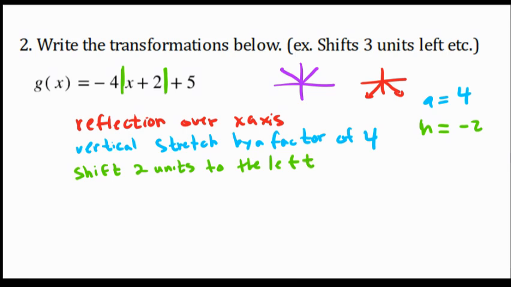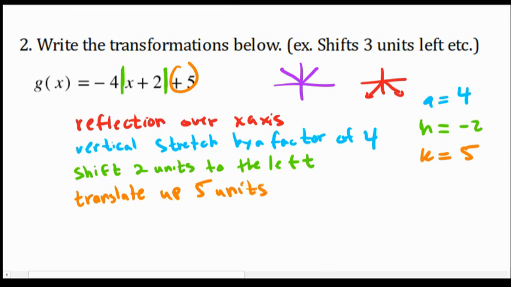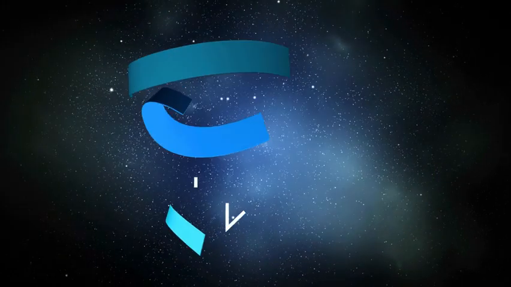And lastly, we see this outside value here, which would be our k value, which is +5. And so this one here tells us that we are shifting or translating up 5 units. And so these are all the 4 transformations happening to our parent function, which gives us g of x.